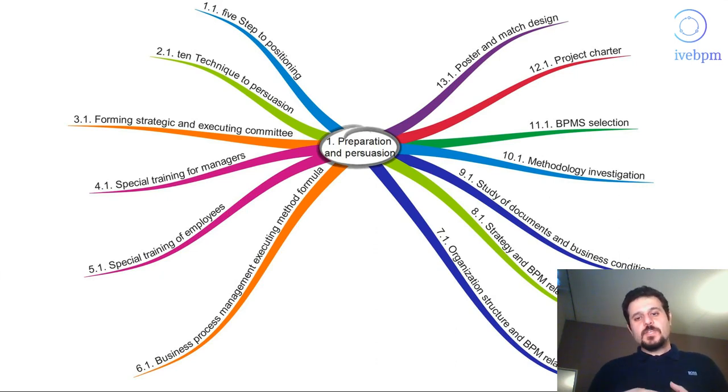You should investigate the relation between structure and BPM, or your strategy and BPM, or also you should read all of the documents in your organization that were already created, and try to determine a scope for BPM. Probably you need to investigate other methodologies, but I guess this methodology can be very useful. Just you should tailor this methodology for yourself.